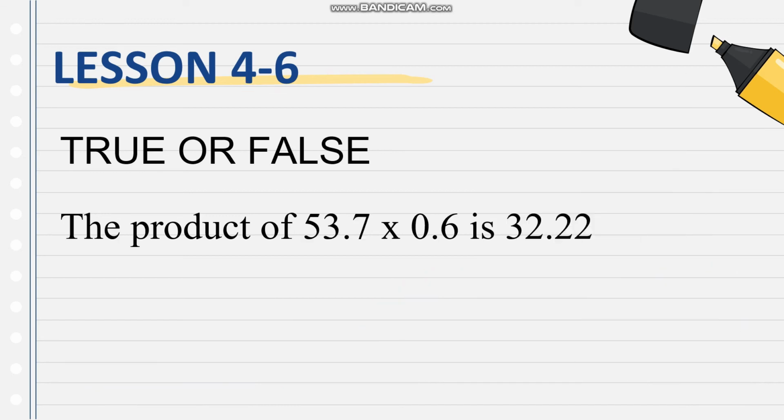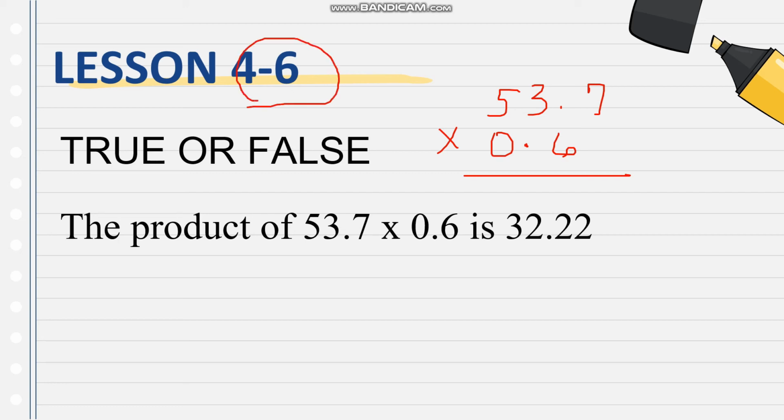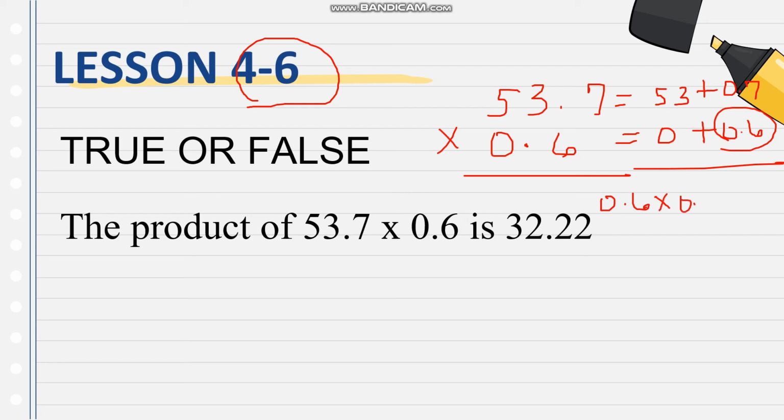The product of 53.7 multiplied by 0.6. If we're going to apply the main concept of lesson 4.6, which is partial product, we need to break this into 53 plus 0.7. The other one is 0 plus 0.6. Since this is 0, we just multiply 0.6 by 0.7. So 7 times 6 is 42. Then you have two decimals, so the answer is 0.42.